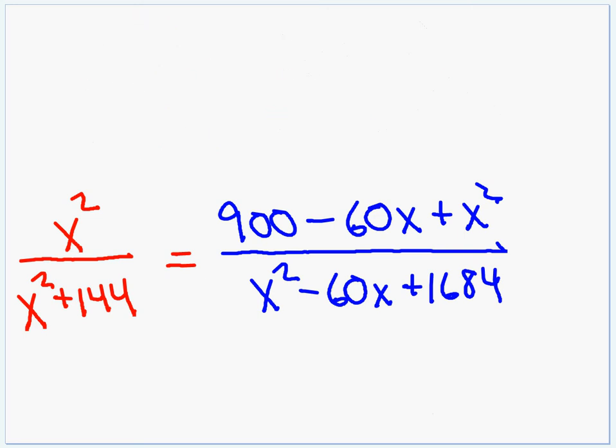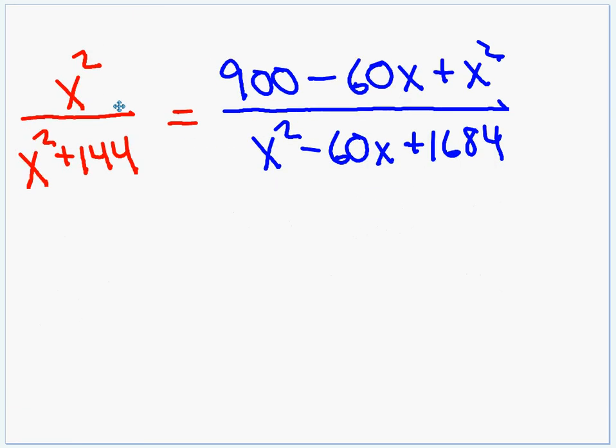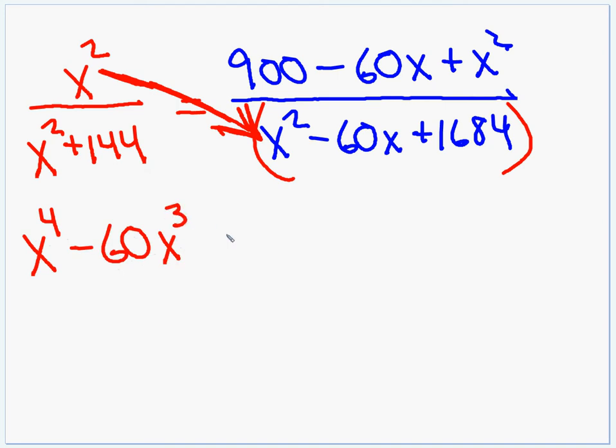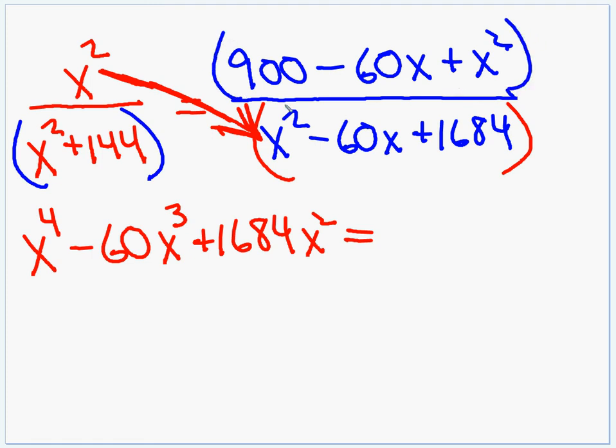And from here, we can cross multiply. So I'm going to use red ink for this one. I'm going to go this numerator times this denominator. And let's see, I might as well distribute right now to save that step. If we distribute x squared to x squared, that's x to the fourth, minus 60x to the third, plus 1,684x squared. And that is equal to the other diagonal. And let's see here, if we multiply x squared plus 144, that quantity times this trinomial, I'm just going to jump right to the answer here.